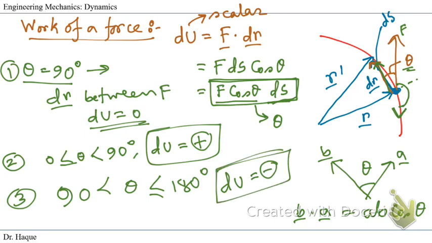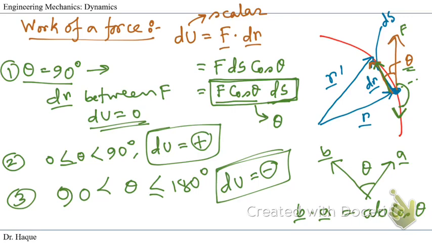So this is just some things to remember. If theta, the angle between the force and the displacement, is less than 90, you have positive work. If it's greater than 90, which means the direction of the displacement and force is opposite, then you have negative work. And if the angle is 90 degrees, then there is no work.